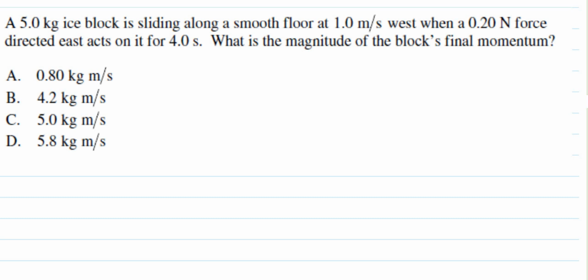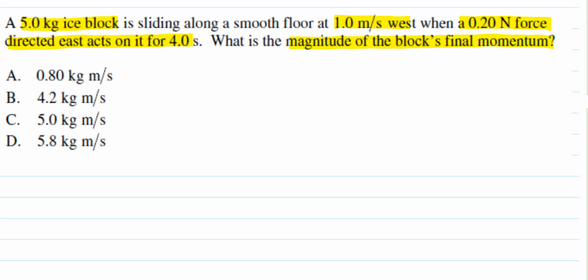Let's take a look at another impulse question. For this next problem, we have a 5 kilogram ice block, which is sliding along a smooth floor at 1 meter per second west. And then we have a 0.20 newton force, which is directed east, acting on it for 4 seconds. And we want to find the magnitude of the block's final momentum here.